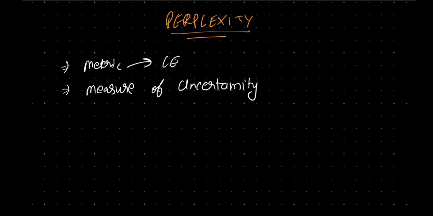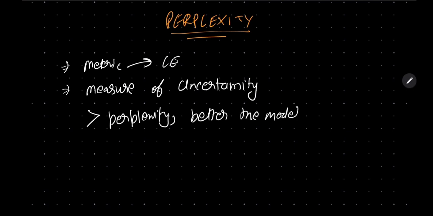So what do we want? The lower the perplexity, the better the model, obviously, because we want our model to be as certain as possible. We don't want the model to have a lot of uncertainty in it. So let's say the perplexity of the distribution of Q is going to be 2^H(P,Q). What is this H(P,Q)? It is going to be the cross entropy.